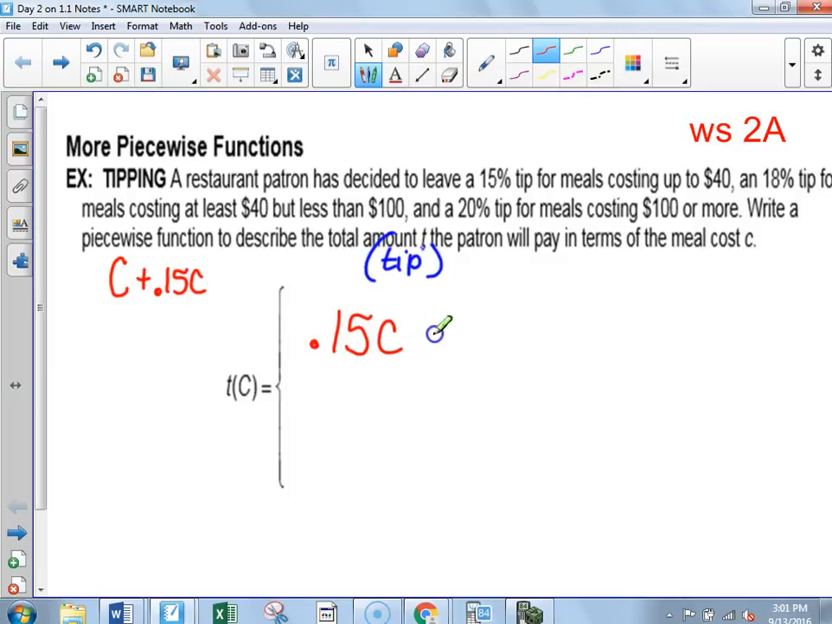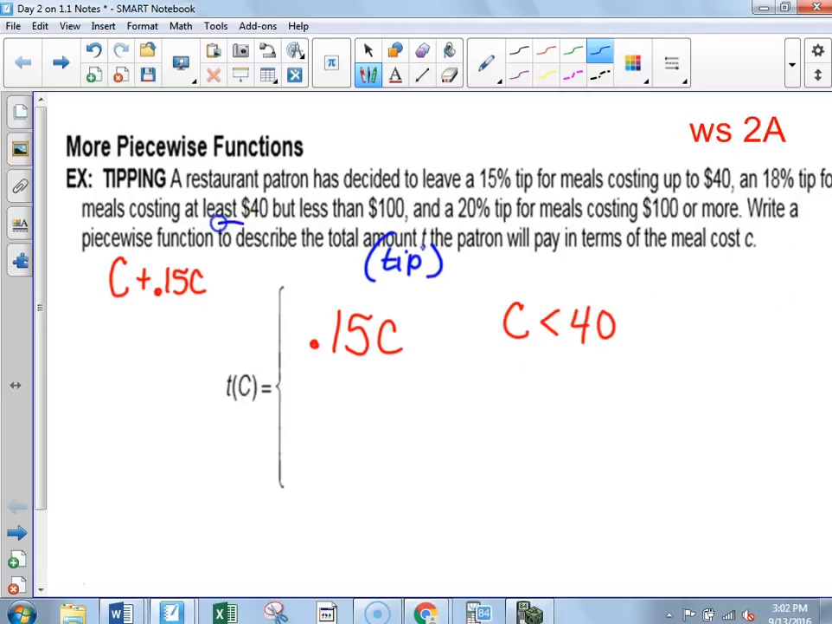If what is true? Okay, is it equal to? It says up to $40, okay? This one actually says at least 40, which would mean that one's going to include the 40. All right, a little trickiness.